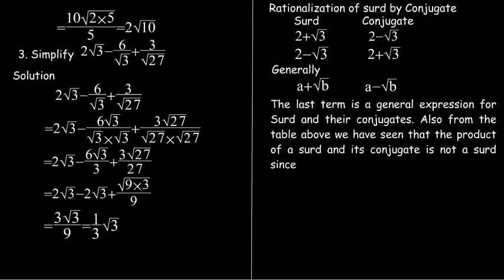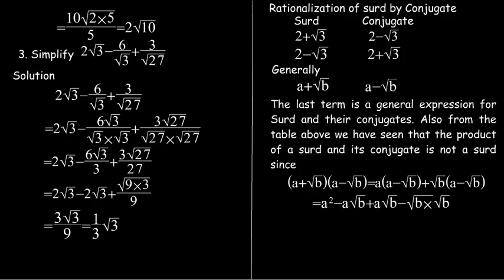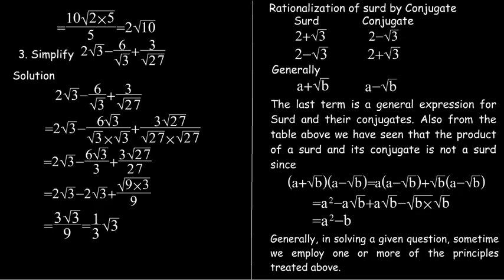The last term is a general expression for a surd and its conjugate. Also, from the table above, we have seen that the product of a surd and its conjugate is not a surd, since a plus root b in brackets times a minus root b will be equal to a into a minus root b plus root b into a minus root b. Expanding our brackets will be equal to a square minus a root b plus a root b minus root b times root b, which will be equal to a square minus b. Generally, in solving a surd question, sometimes we apply one or more of the principles treated above.